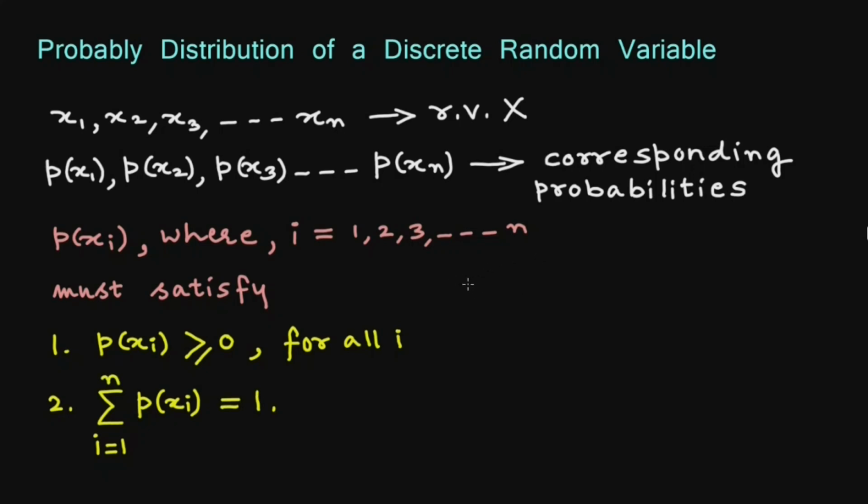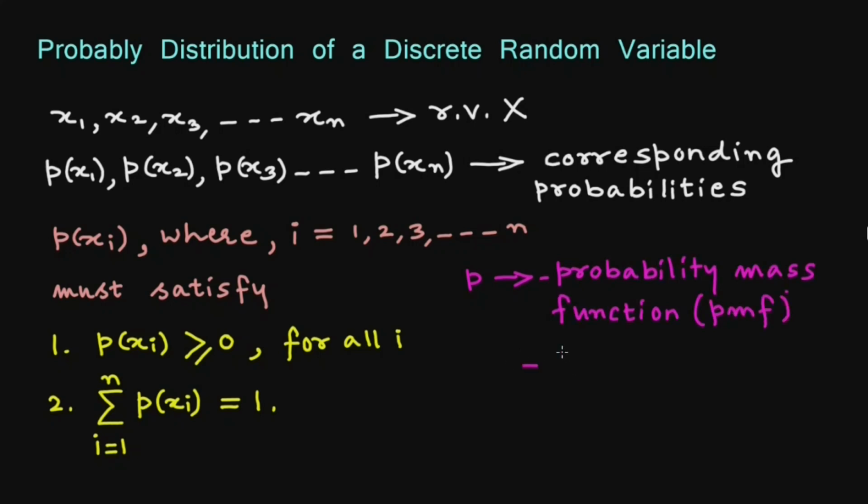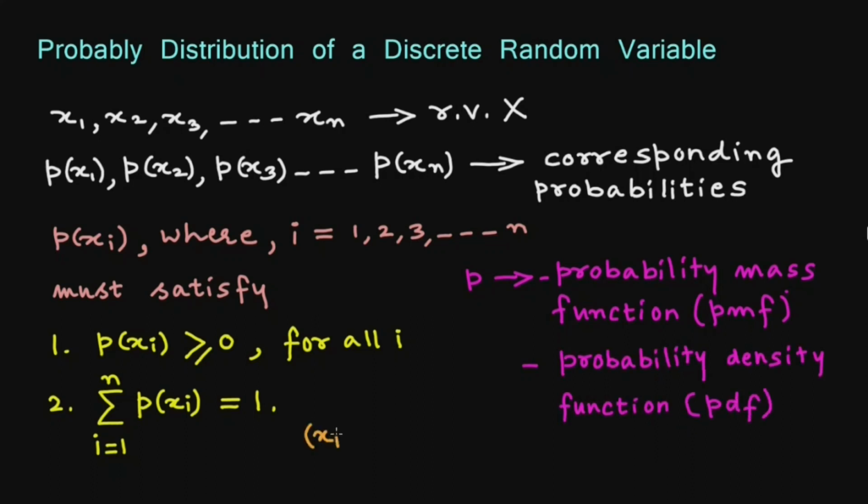Here p is called probability mass function, or PMF, or probability density function, PDF. The set of pairs of xi, which is the value of the random variable X, and p of xi, which is its corresponding probability, is called probability distribution.